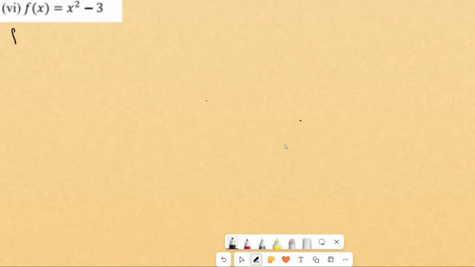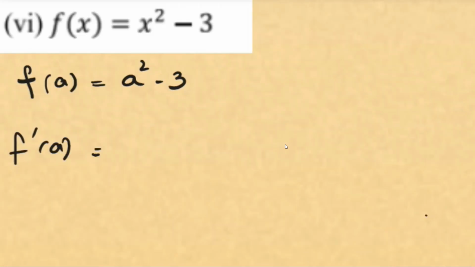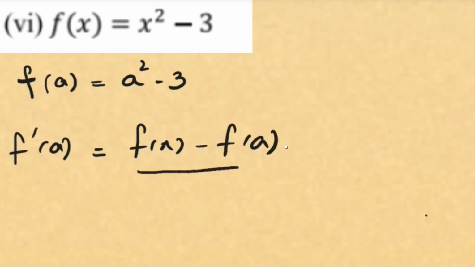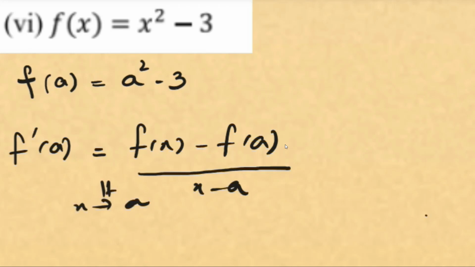Okay, now in question number 6, it is f of x is equal to x square minus 3. So by the ab initio method, we are going to find the differentiation of this expression. First of all, f of a is equal to a square minus 3. In the place of x, we have replaced a. And here the ab initio method, f dash of a, the formula is f dash of a is equal to f of x minus f of a divided by x minus a, and x approaches to a.